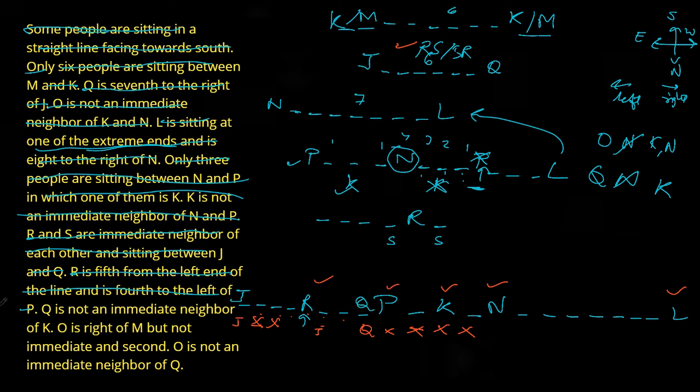Now these places are also fixed. So let's cross this information. O is right of M but not immediate and second. So M and O is right but not immediate or second. So basically at least 2 people are there between M and O.